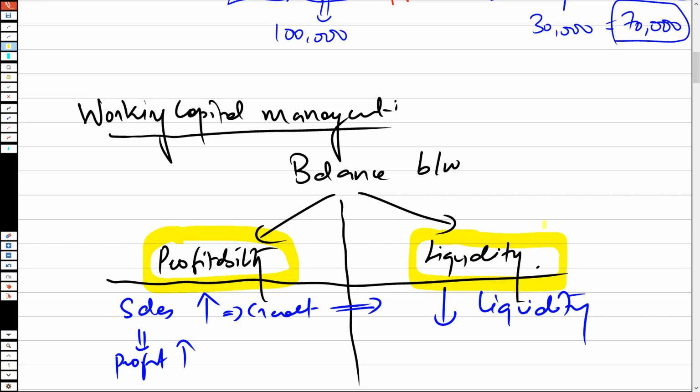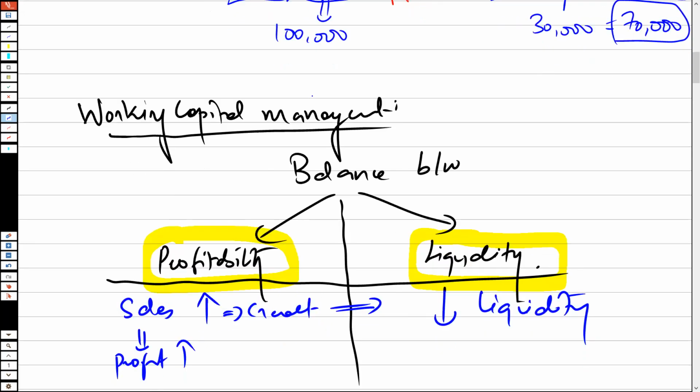Now, let's move a bit forward and discuss a bit further. Basically, you cannot just focus on profitability and compromise liquidity. At the same time, you cannot just focus on liquidity and compromise profitability. So basically, we need to strike a balance.